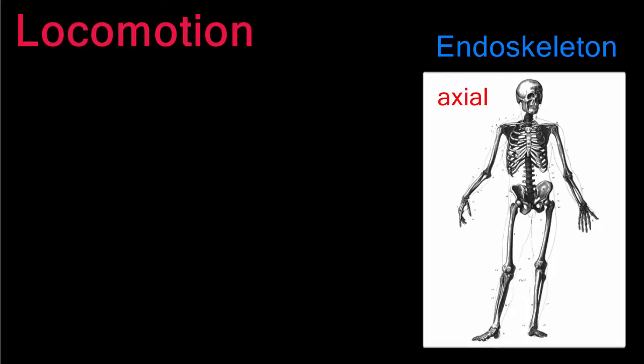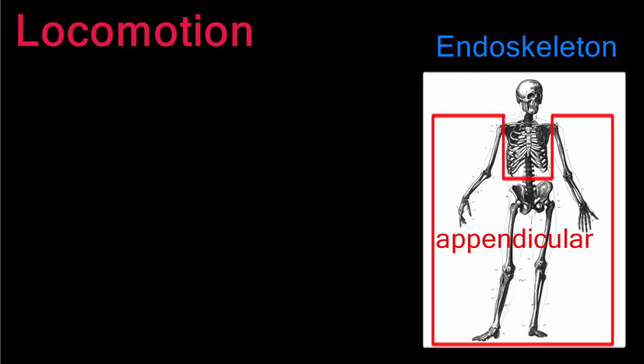The axial skeleton includes the skull, vertebrae, ribs, and breastbone. It protects vital internal organs. The appendicular skeleton includes the arms, legs, and pelvis and is responsible for mobility.